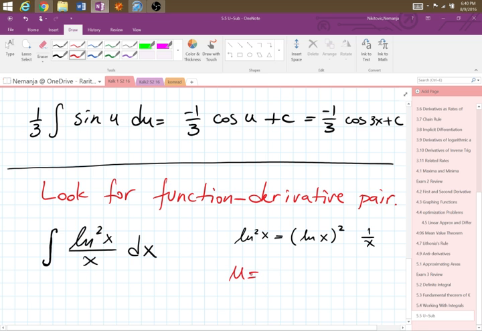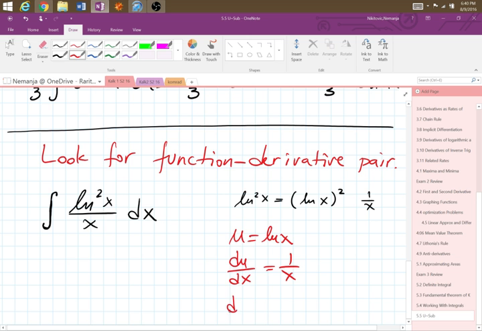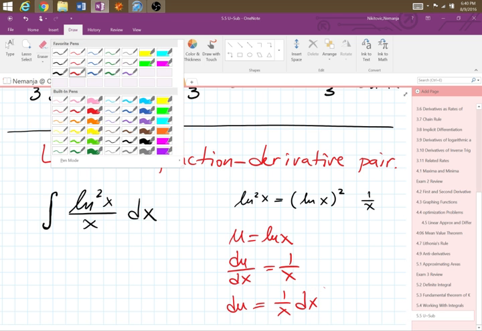So now, we are technically lucky. If I say u is equal to ln x, then du over dx is equal to 1 over x, which means that du is equal to 1 over x dx. Now, you see that you have that. See over here in the peanut? So in the peanut over here, you have exactly this. Maybe I should color code this. Let's go with blue.